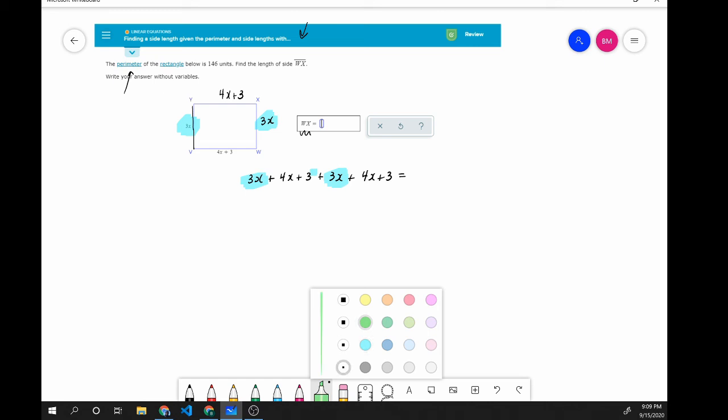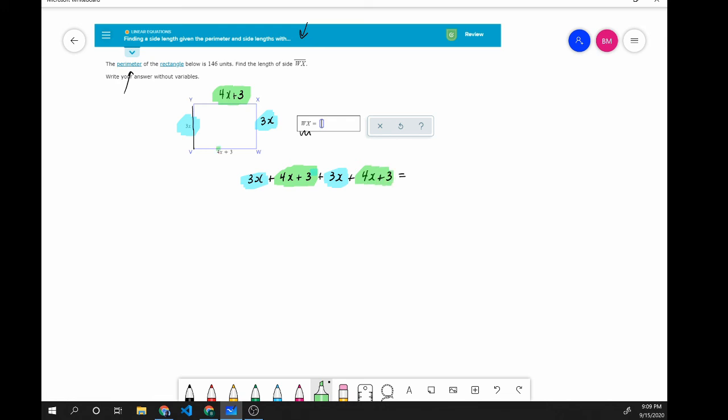And then in green, I'll do the 4x plus 3 is right there, and the other 4x plus 3 is down here. So all of that added up is equal to our perimeter, and it gives the perimeter is 146. So I'll add that up. That's going to be 14x plus 6 is equal to 146.